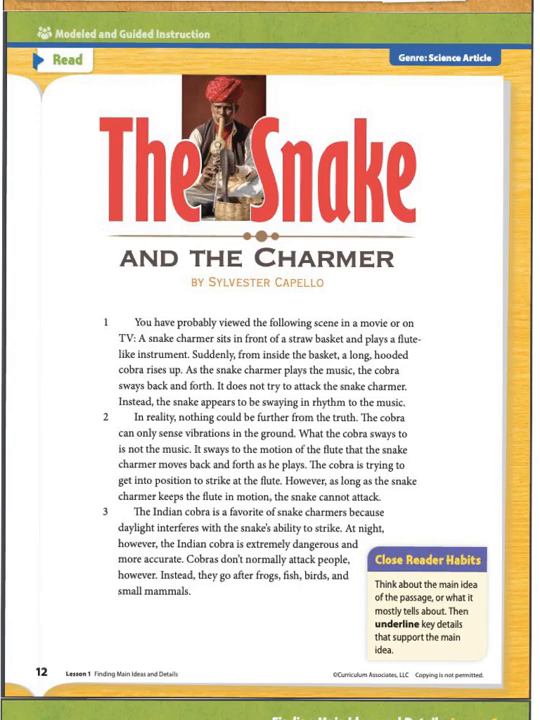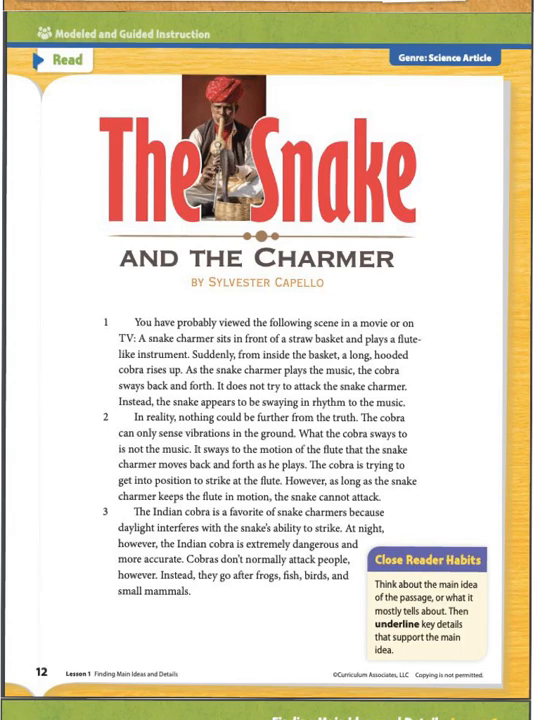The cobra can only sense vibrations in the ground. What the cobra sways to is not the music. It sways to the motion of the flute that the snake charmer moves back and forth as he plays. The cobra is trying to get into position to strike the flute. However, as long as the snake charmer keeps the flute in motion, the snake cannot attack.